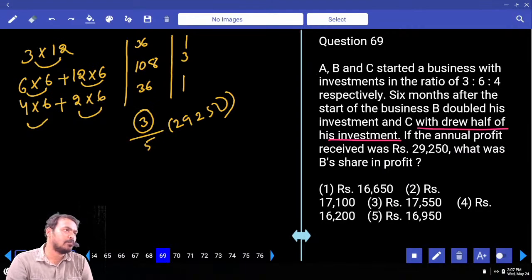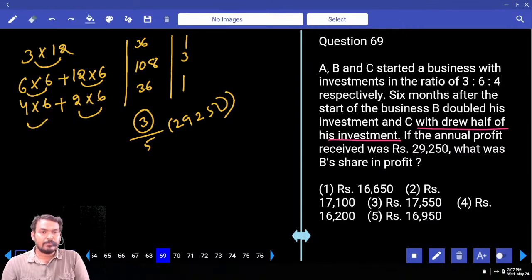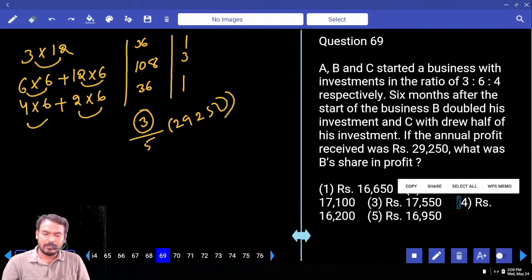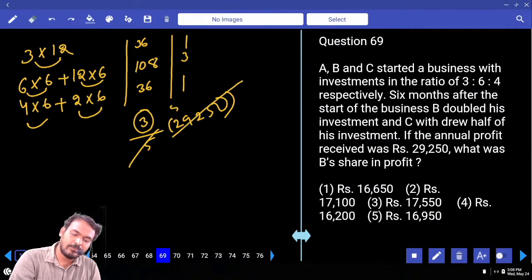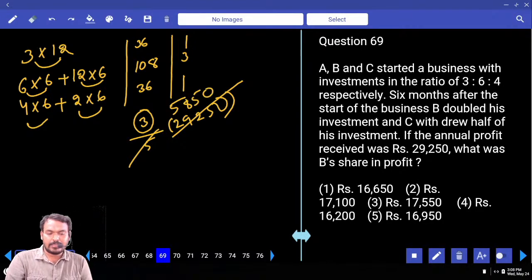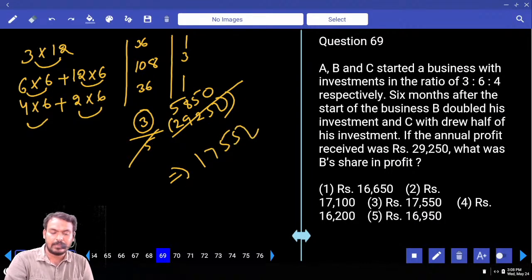3 multiple or 9 multiple? 3 multiple. First option 3 multiple. Yes. Second option. Yes. Third option. Yes. Fourth option. Is it needed further? 5, how many times? 5 times. What is the remaining? 4. 42 means 8. Again 5 times. 5,850 into 3, we are getting 17,550.